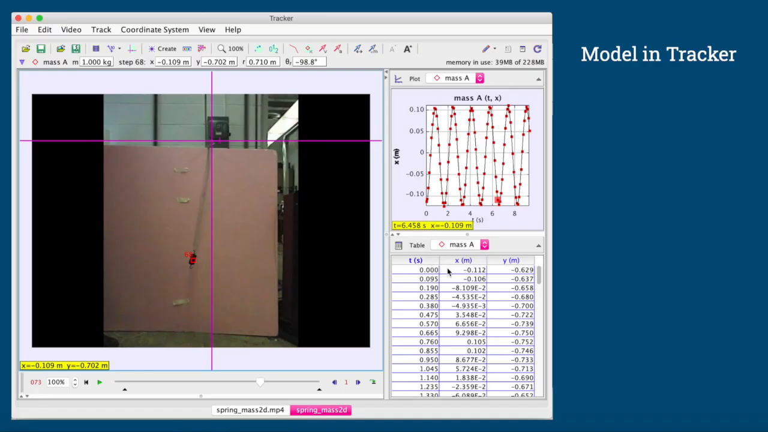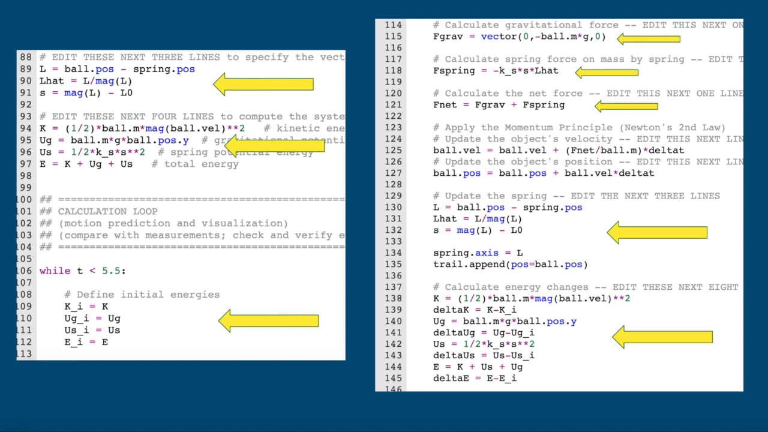Now this is my model in Tracker, so you can see the axes that I use to track the motion, as well as, on the right, the graph that I got and the table values that I got for my motion data. And then this is the information that I put into GlowScript.